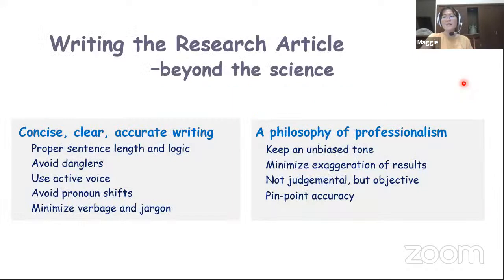So last, writing a research article, beyond the science, you need to keep a concise, clear, accurate writing style. Use proper sentence length and logic. Avoid danglers. Try to use the active voice. Avoid pronoun shifts. Minimize verbiage and jargon. And for the philosophy of perfectionism, you should keep an unbiased tone. Minimize exaggeration of results, not judgmental, but objective.